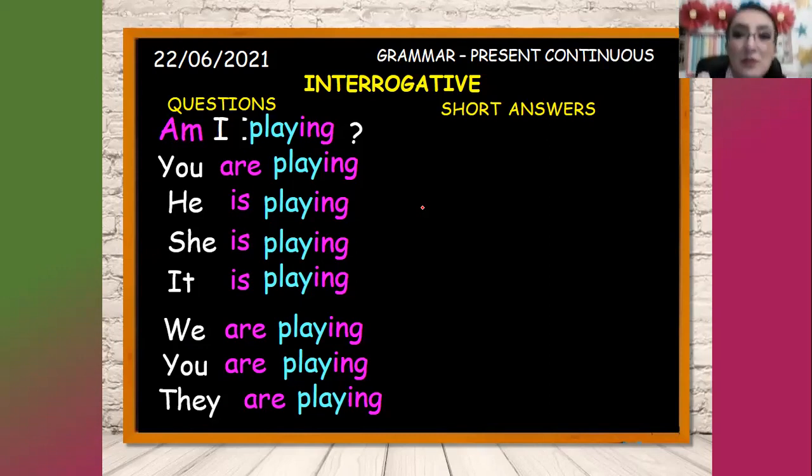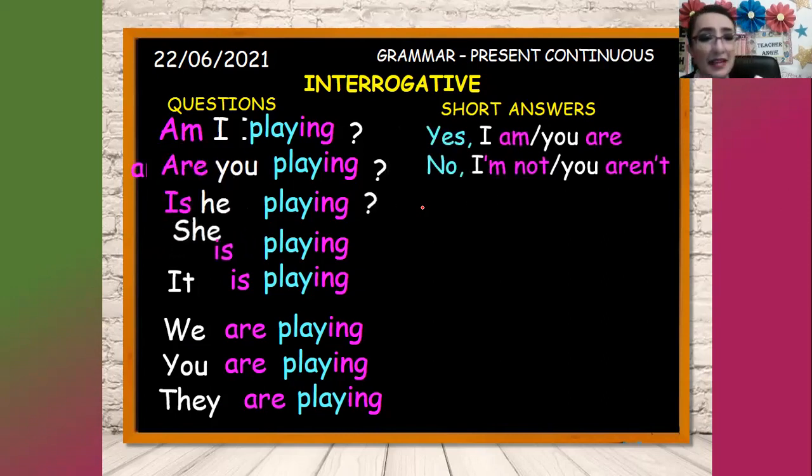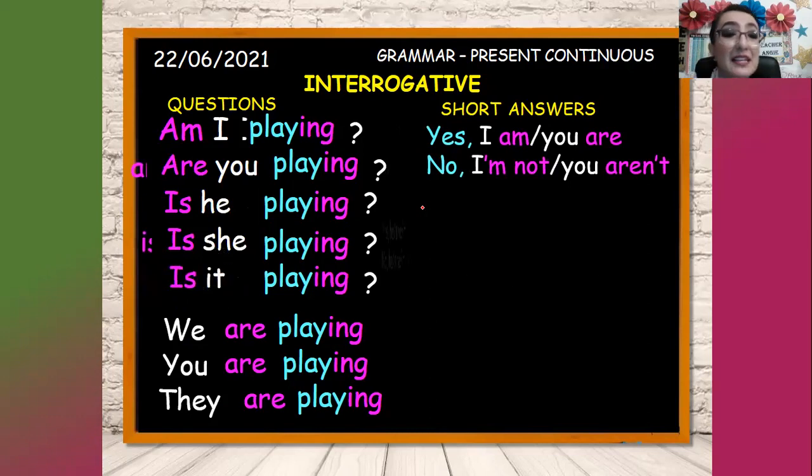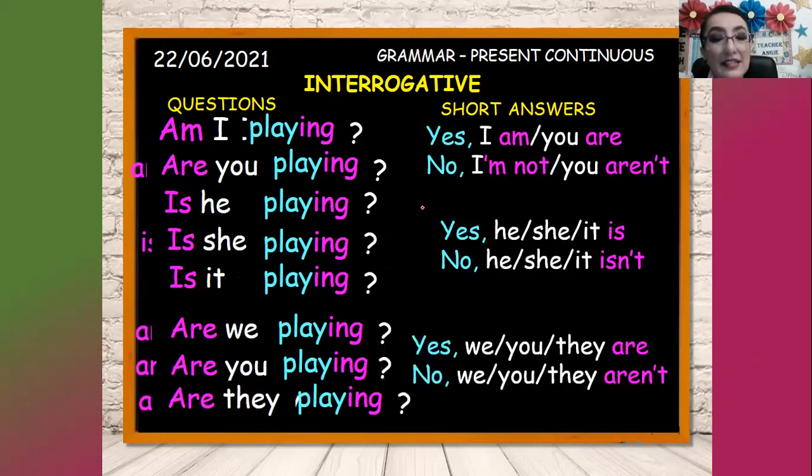And this is going to be the interrogative way. Okay, with short answers, but you can give long answers. Is he playing? Is she playing? Is it playing? The short answers are also there. Yes, he is or she is. No, he isn't or she isn't. Yes, we are playing. No, we are not playing. What do you think? That was present progressive or present continuous.